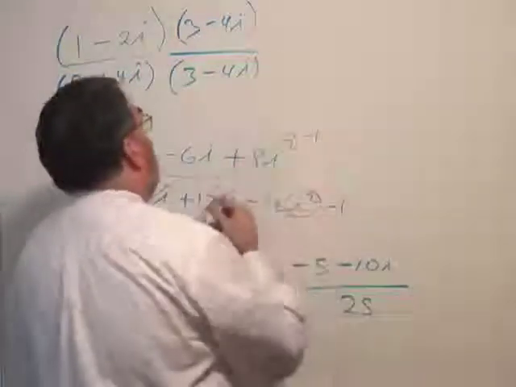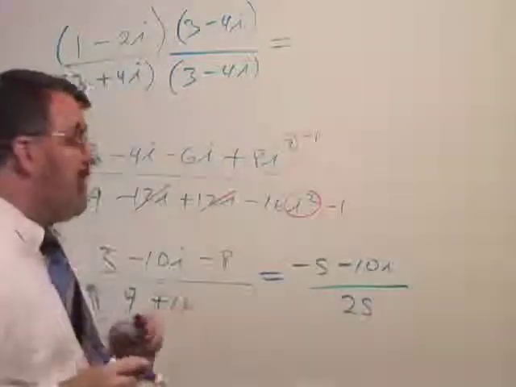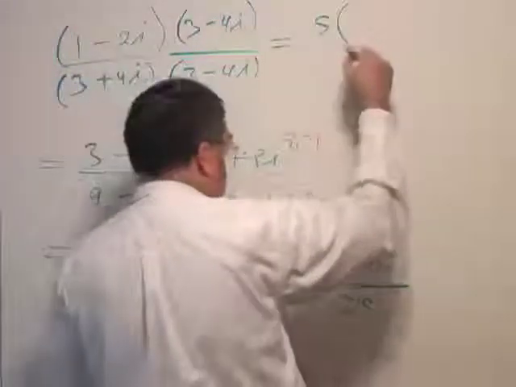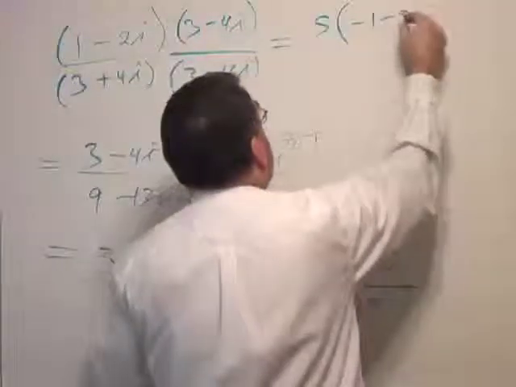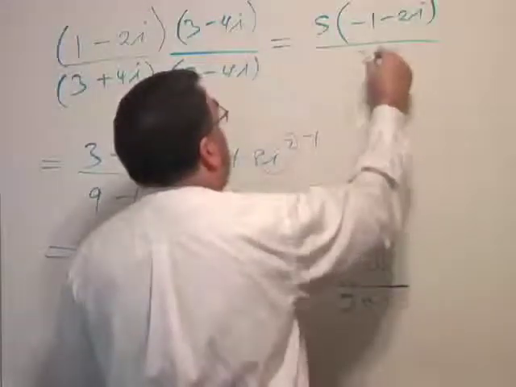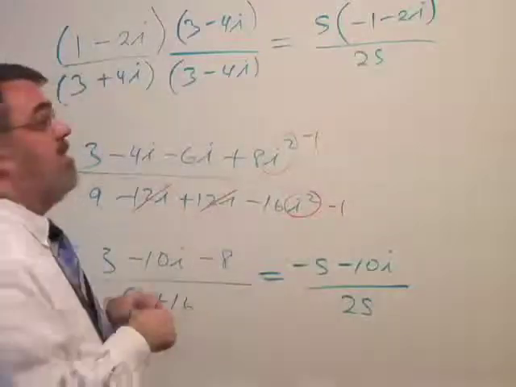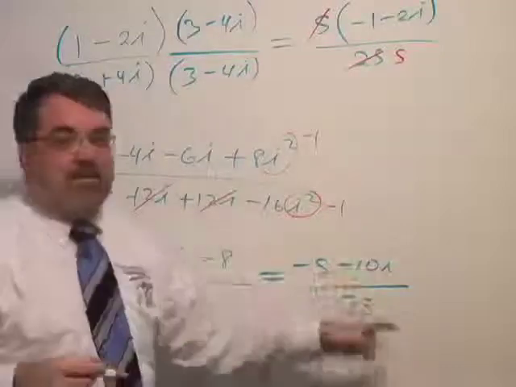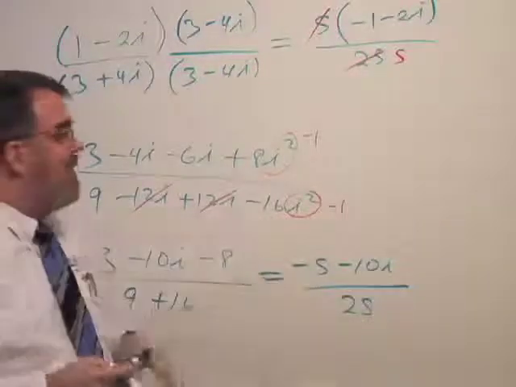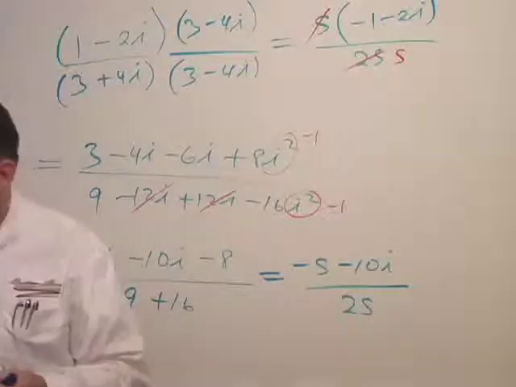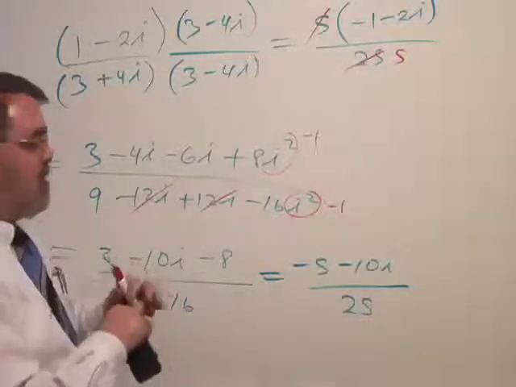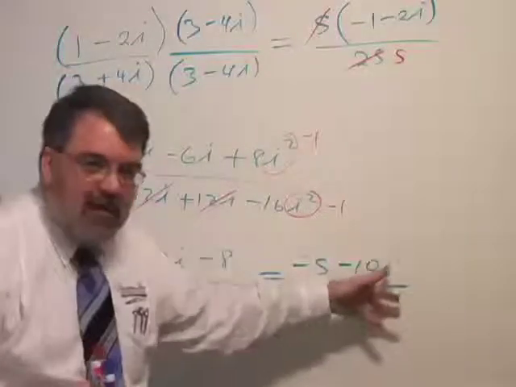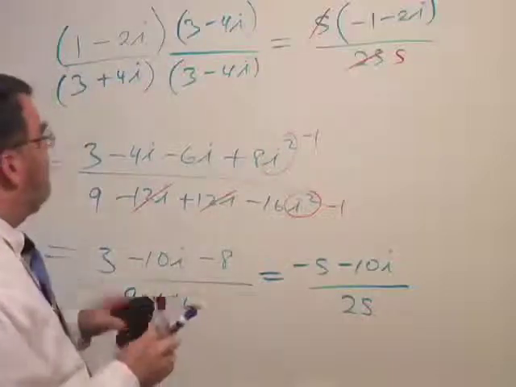I'm going to go back up to here since I'm running low on room. So if I factor a 5 out, I've got 5 parentheses negative 1 minus 2i over 25. And then the 5 cancels the 25. So don't do any reducing unless you can factor a number out. That's another algebraic principle that's pretty strong, and it's very important that you remember. So don't reduce a fraction unless you can factor the number out that you're going to cancel with.